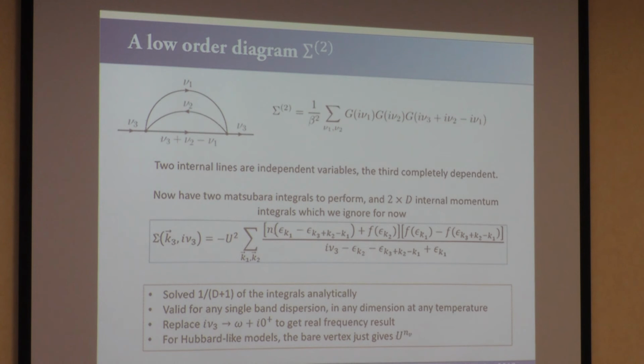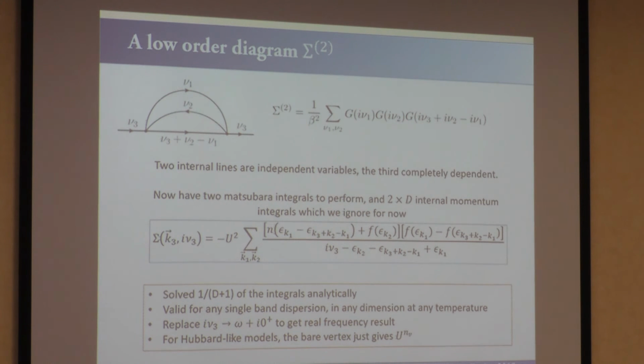So you can look at some low-order diagram. And people have done this. And you can go through the process of writing out a second-order self-energy, which might look like this with a particular set of labels. Okay? And what we see is that two internal lines are independent variables, and the third is completely dependent upon the others. So now we have two Matsubara integrals to perform, right? We have a sum over the first frequency and the second. I've dropped the notation that we still have two momenta that have to be summed over. And each of those has d elements for a d-dimensional problem, like a kx, a ky, kz. Okay?